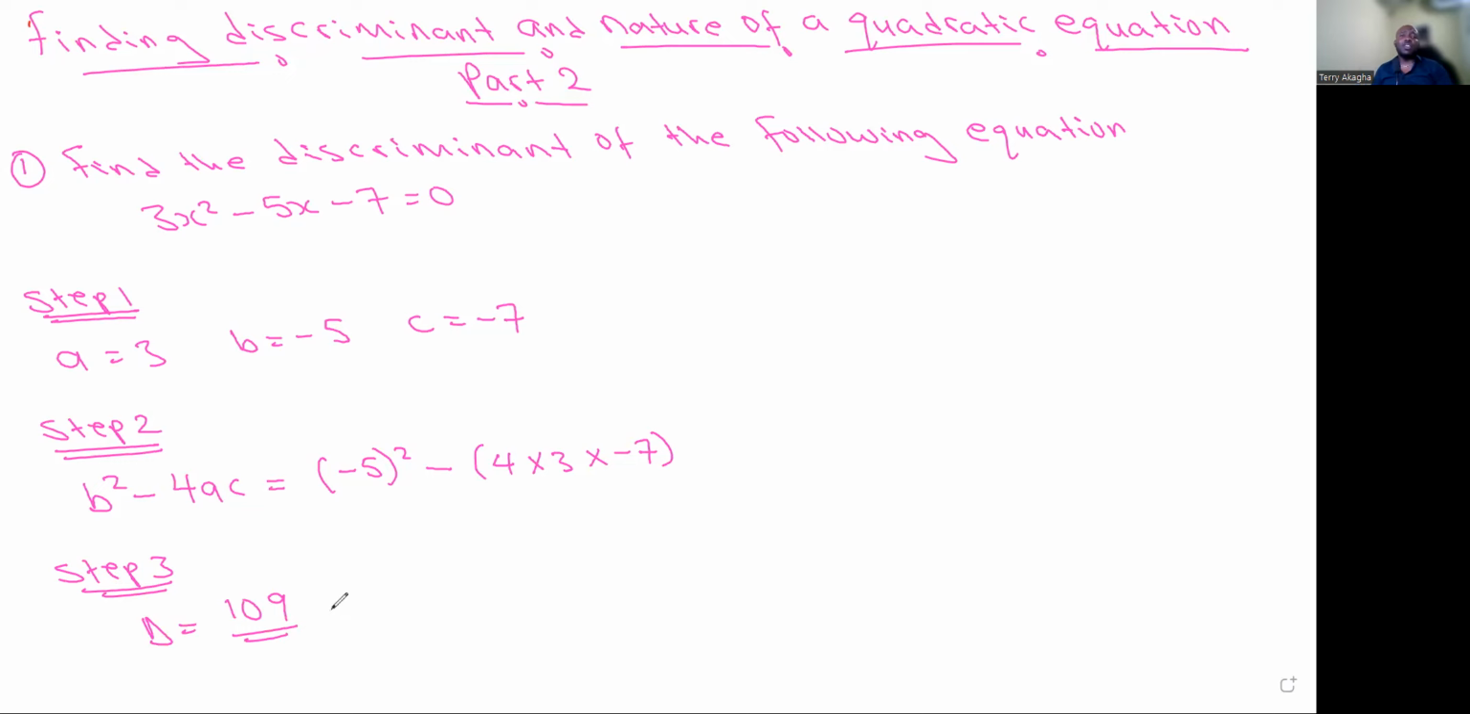So you see that finding the discriminant is not hard. You just need to make sure that you don't forget that the discriminant formula is B squared minus 4AC. Now let's go to another question. This time, I want us to talk about finding the nature.